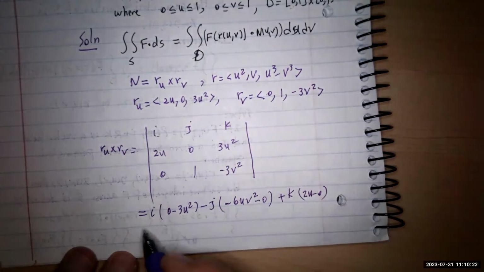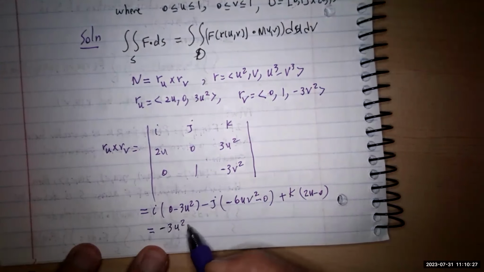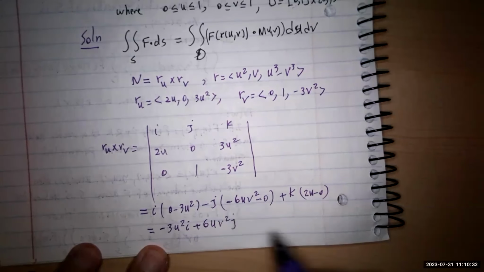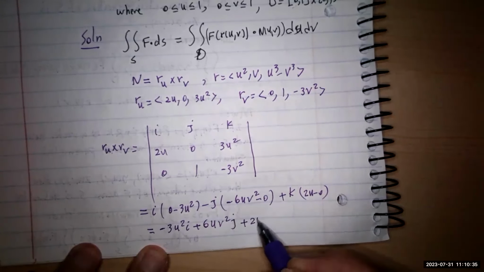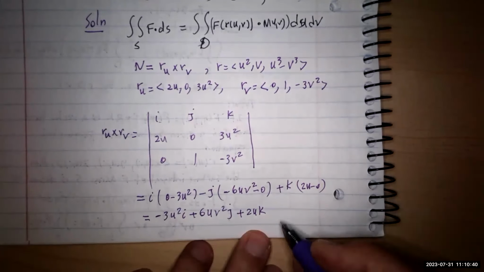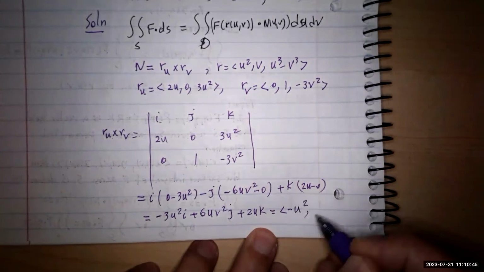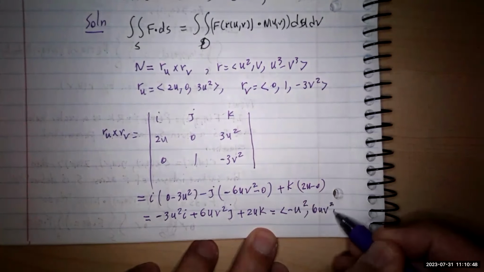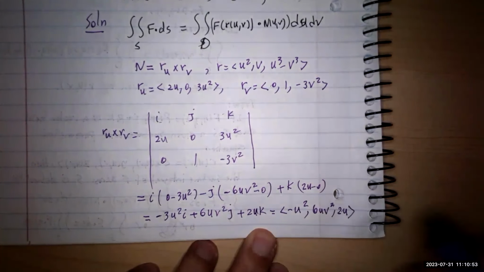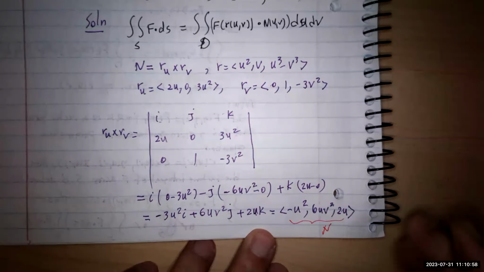Okay, so eventually this is going to be negative 3u squared i plus 6uv squared j and 2uk. So in component form, you get negative 3u squared, 6uv squared, and 2u. This is going to be your normal vector.